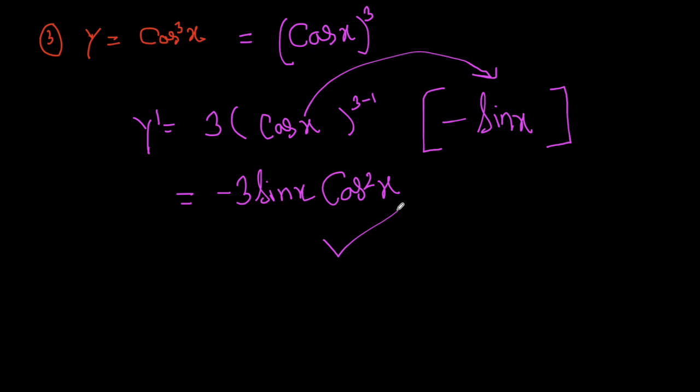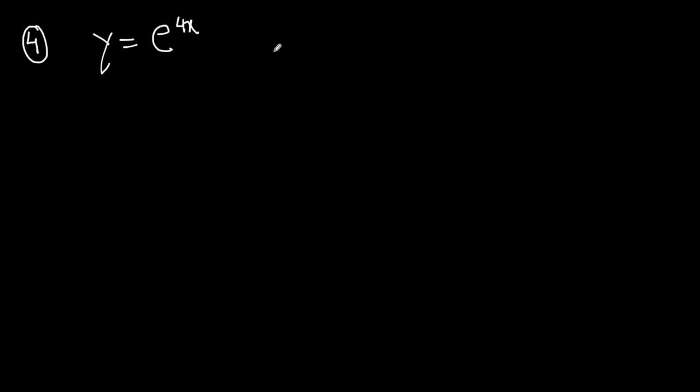Okay, so I hope this is clear to you. Now let's move to another question. y is equal to e to the power 4x. We know that the differentiation of e to the power x is e to the power x, but here it is not e to the power x, it is e to the power 4x. So I will write e to the power bracket, just to make it easier.